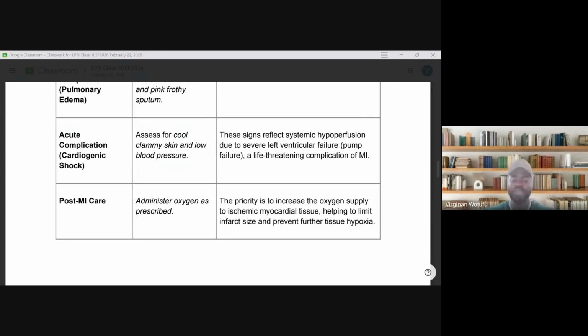So our next critical finding that we have to report immediately is hypertensive crisis. With hypertensive crisis, we have blood pressure going from like 180 over 120 and above. That's an emergency we cannot ignore. And you have symptoms associated with it, like blurry vision and severe headaches.